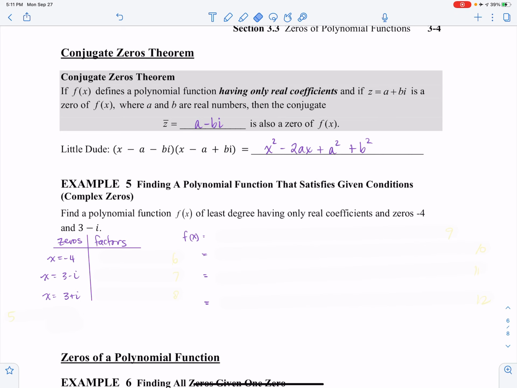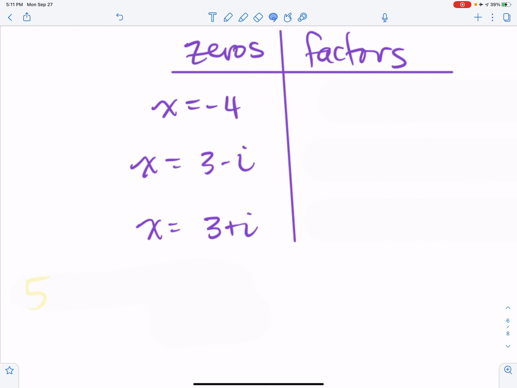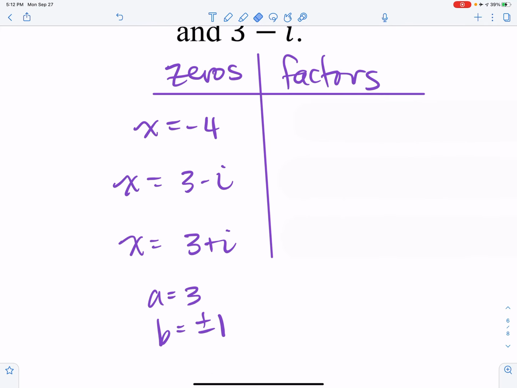So let's go ahead then. The first thing I'm going to do, even before I get my list of factors, is in preparation for using little dude, I'm just going to write down what is my a value and what is my b value. That needs to come from the zeros list. And so when you look at these two complex numbers, you'll notice that my a value is a 3. And my b value is either a 1 or a -1. And you'll notice in a moment that that doesn't matter at all. All right, so we'll hold off on needing that in just a minute.